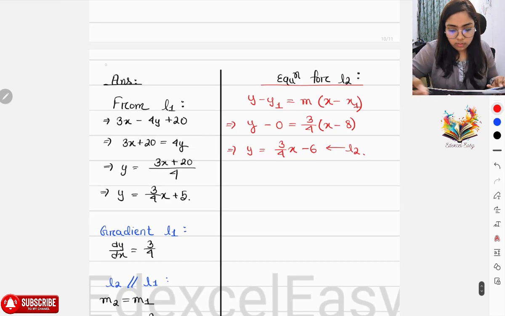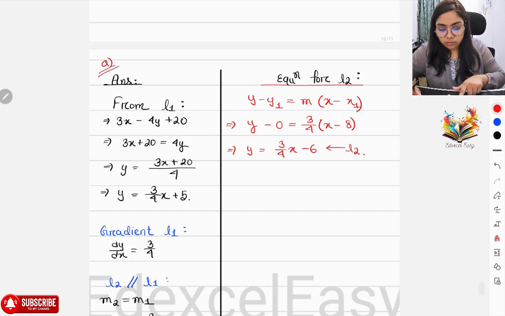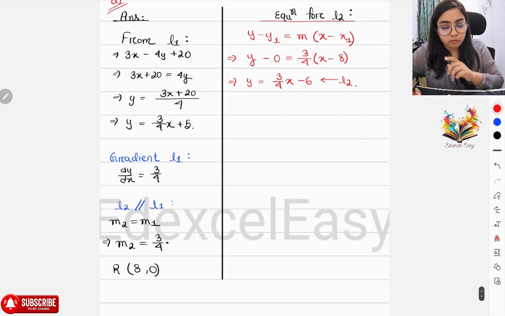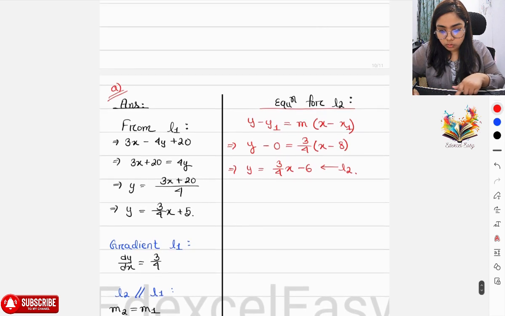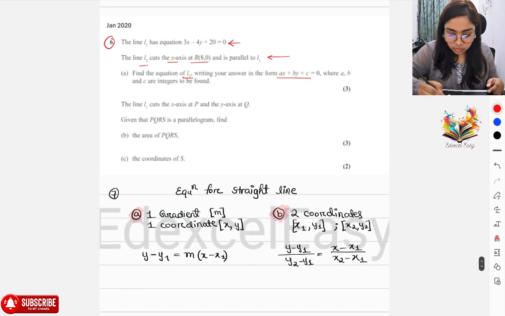Final answer for part A. This is how you calculate the equation for the second line if it is parallel with the first line, where the equation for the first line was given and only one point for line 2 was given. Okay, now after this we'll move on to the second part.